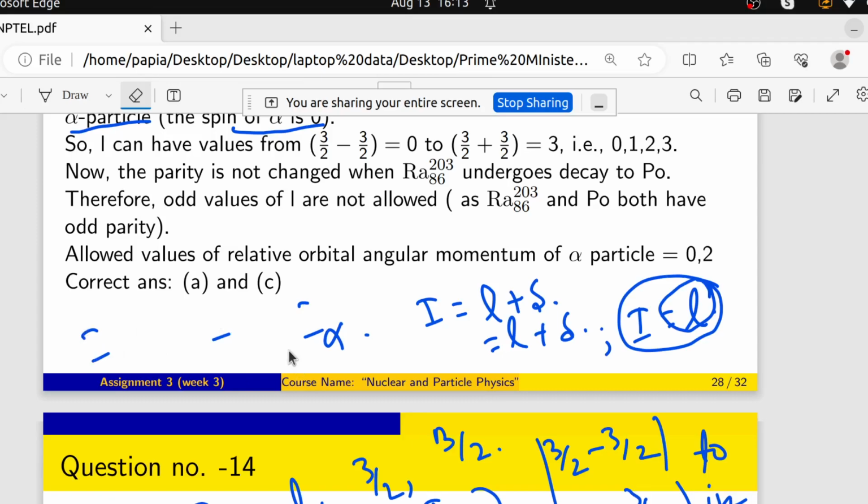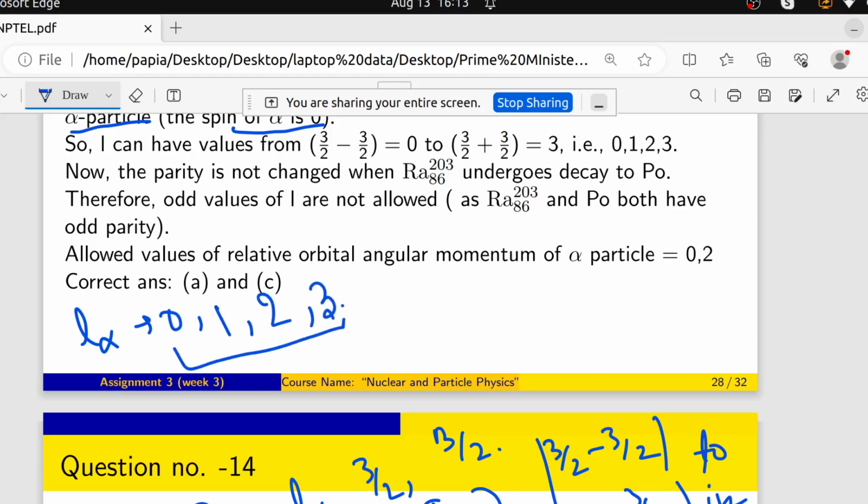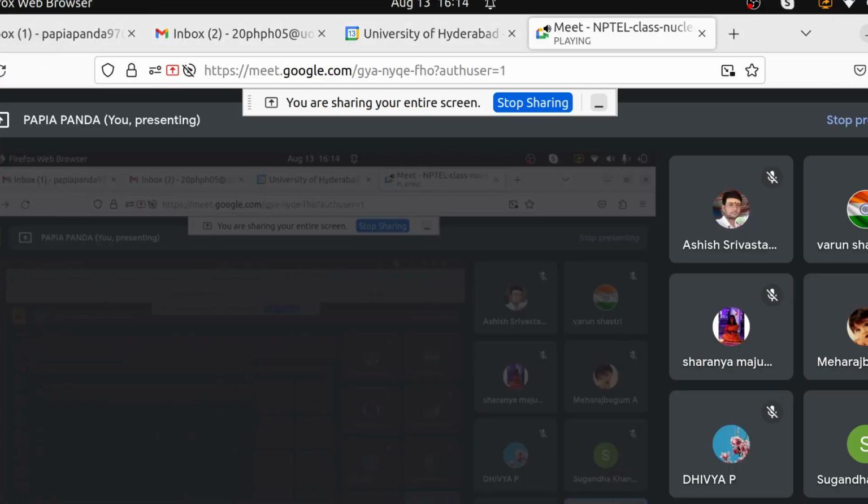Okay. So now let me clear that one. This is a very interesting one, so just see that. So here L of alpha can have the value 3/2 minus 3/2, which means 0. 3/2 plus 3/2 means 3. So 0, 1, 2, 3. These 4 values can be possible for L alpha. But there is also one thing mentioned, that IP was already mentioned here. IP is there, right?